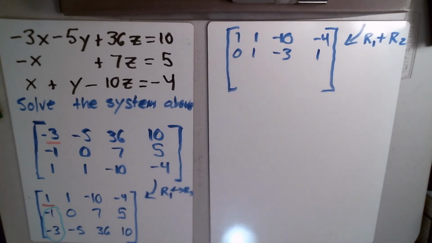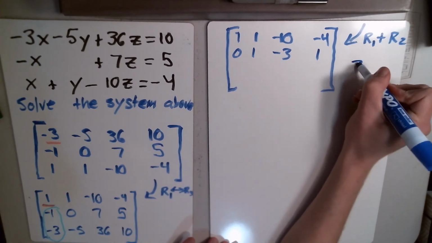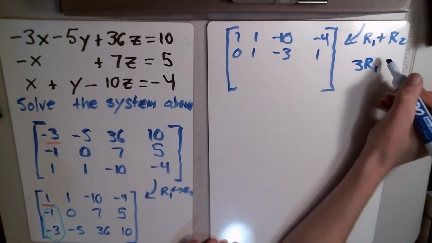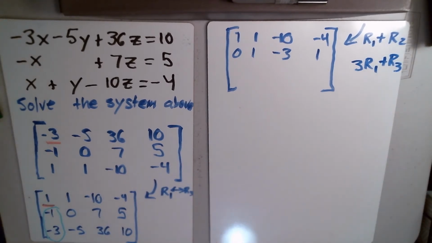Okay, now the other thing we want to do is we want to get a 0 here. We want a 0 where the -3 was. So to use this 1 to get rid of that -3, we want to do 3 times row 1 and we want to add it to row 3. Okay, because when I do 3 times this and add it to this, I will get 0.